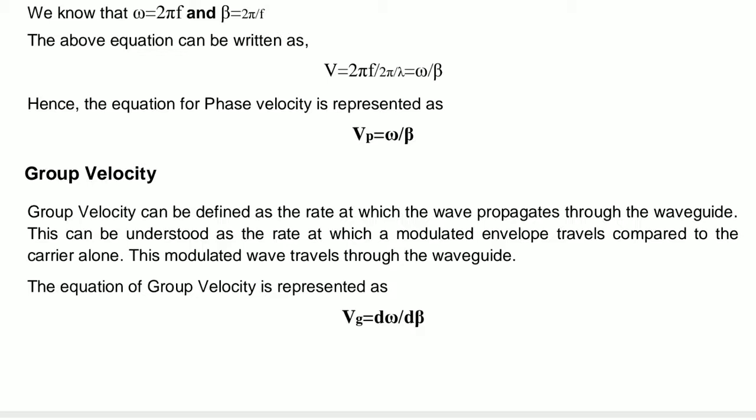The simple equation becomes, as it is a change, Vg, where g stands for group velocity, is d omega by d beta. So only there is a change in the rate of propagation, only slightly different as compared to phase velocity and group velocity. I think you got these simple equations for these two simple definitions. So please remember these important equations for the phase velocity and the group velocity.